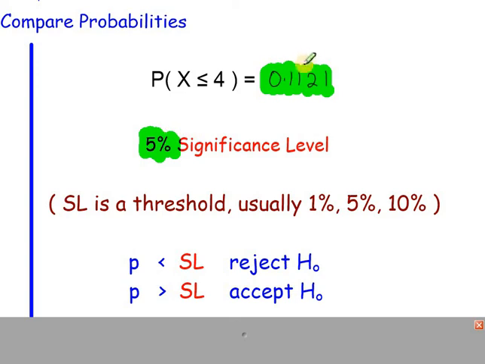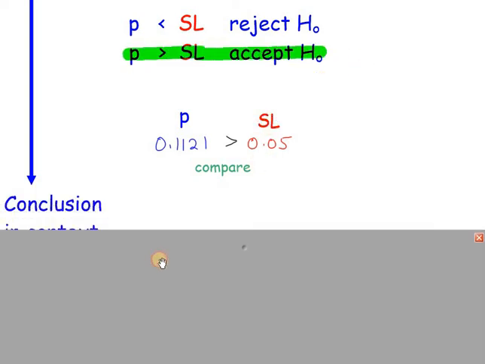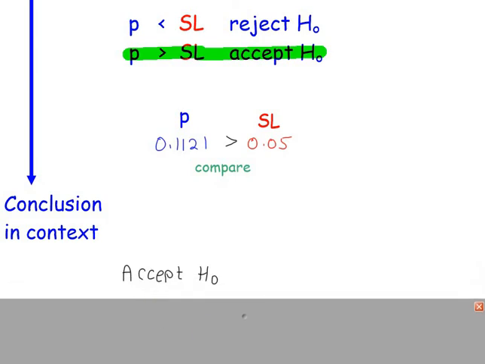If we find that this probability here is less than the significance level, we reject H0. And if we find that this probability is greater than the significance level here, we accept H0. That's how we reach a test conclusion. So we make a comparison and we find that our probability is greater than the significance level. So this condition has been met, which means we need to accept H0 for our conclusion, and it has to be a conclusion in context.